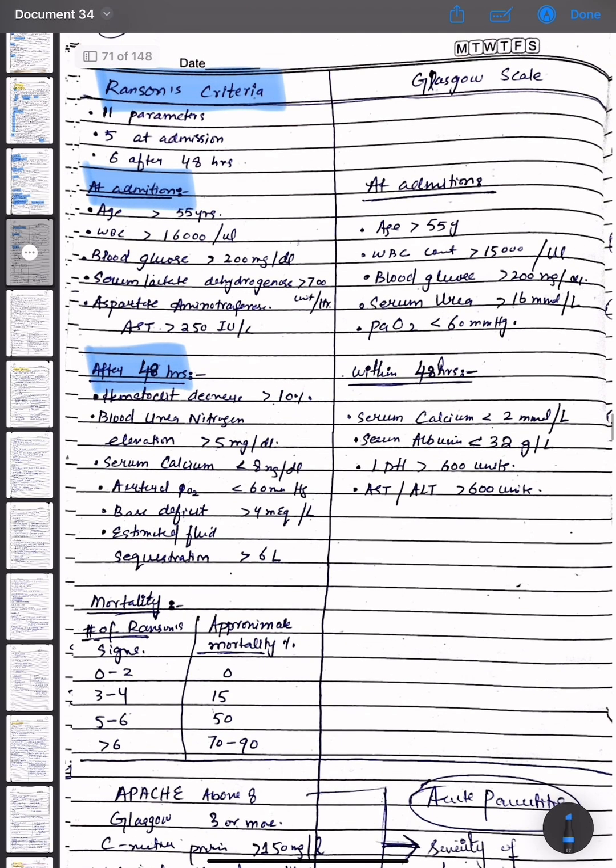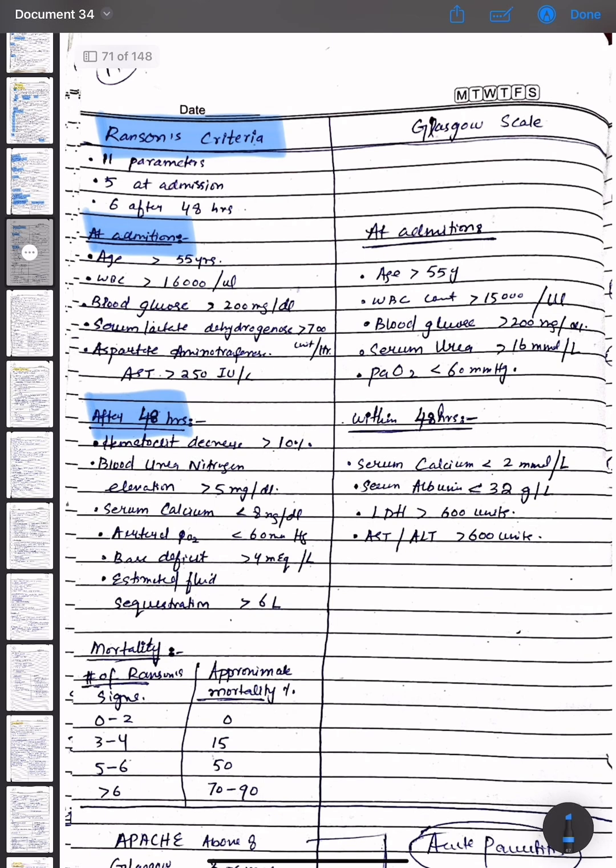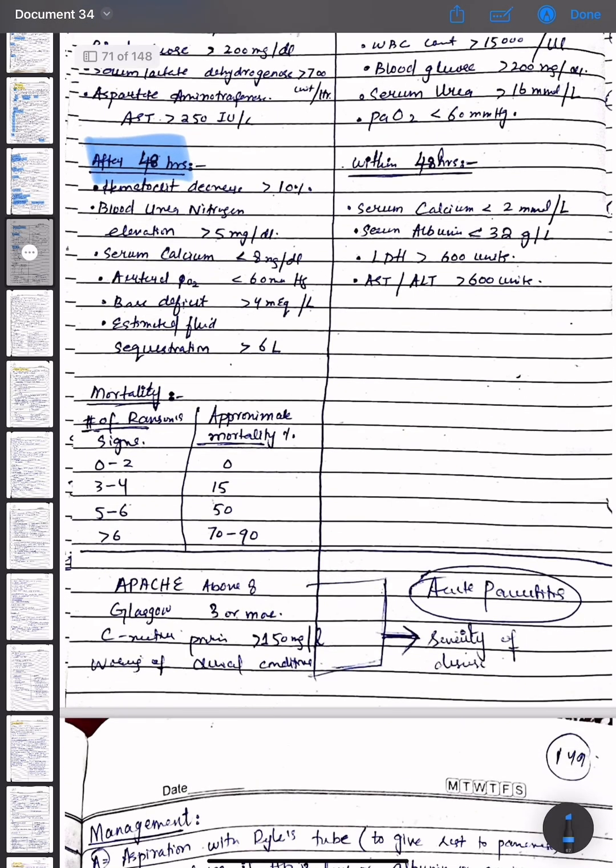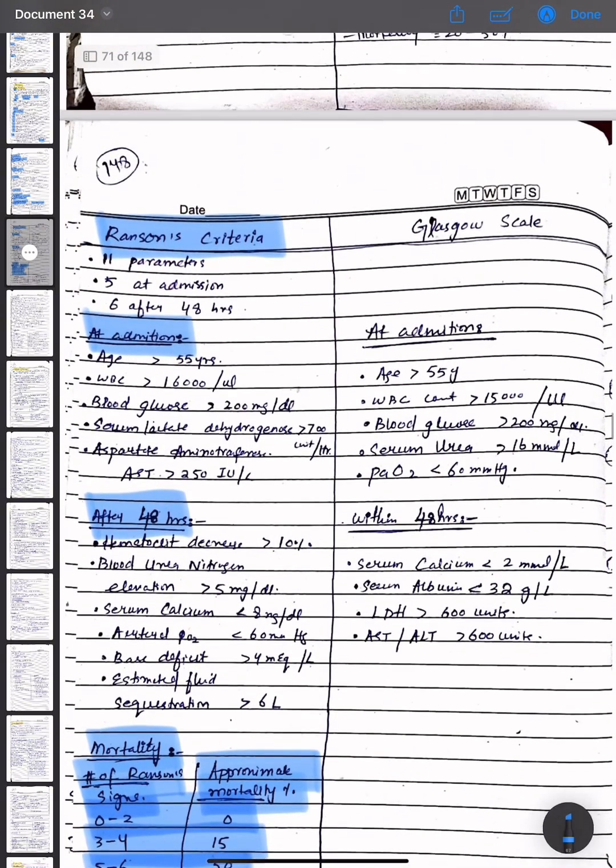Then the other criteria, for mortality: the number of Ranson signs and approximate mortality percentage. If the points are from 0 to 2, then the mortality rate is 0%. If the points for Ranson is 3 to 4, then the mortality rate is 15%. If 5 to 6, then 50%, and if it is greater than 6, then there is a 70 to 90% chance of mortality. Now we have another scale, that is the Glasgow scale.